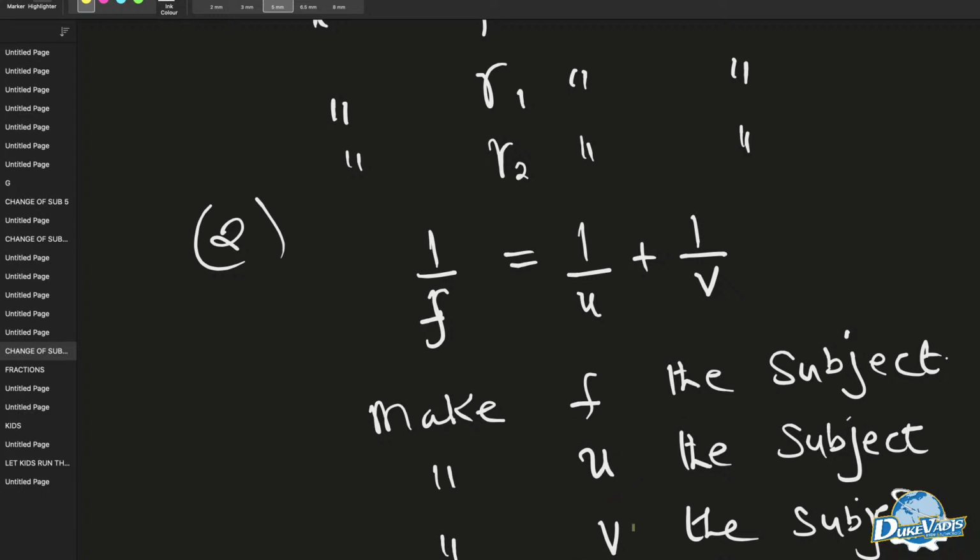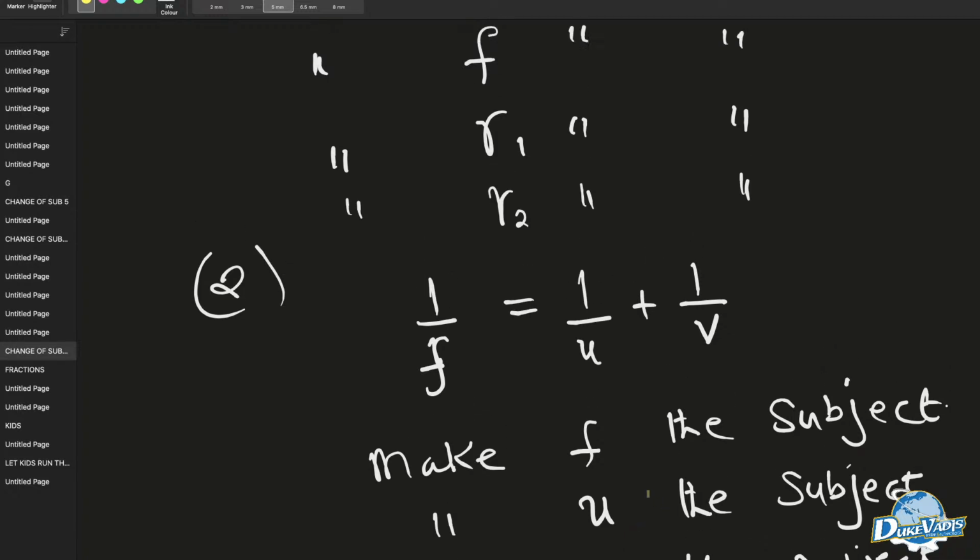Why are we doing that? So that you have a solid grip on change of subject as a topic. Because if we manage to work out f or u or v standing on its own, then we have covered every necessary question you'll be asked if you are asked to solve this equation to make any of the parameters or variables the subject.